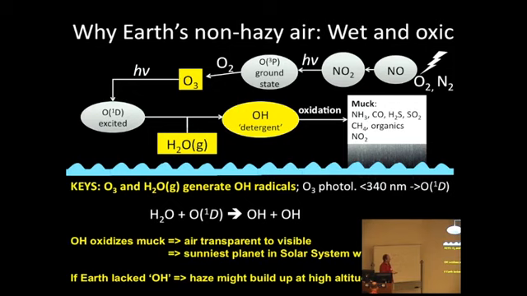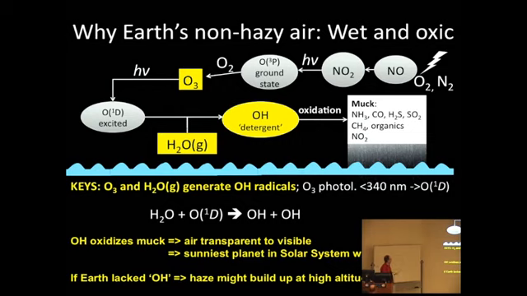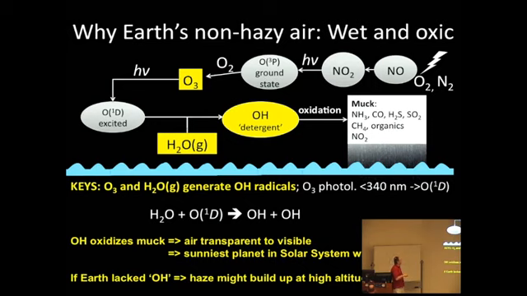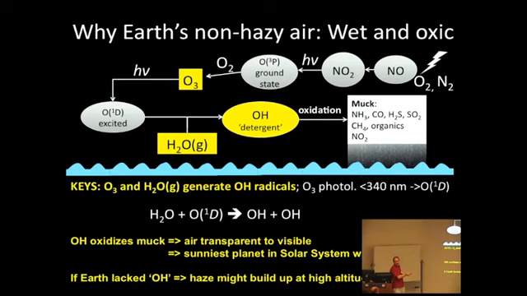And this was only figured out in the 1970s, this reaction being a key to the Earth's atmosphere. It makes Earth the sunniest planet in the solar system in terms of the flux to the surface with an atmosphere. And it makes the air transparent to visible light because you clean out this stuff. If this stuff wasn't cleaned out, it would make a nasty haze somewhere, probably at high altitudes.